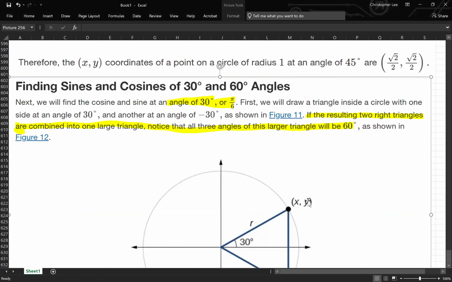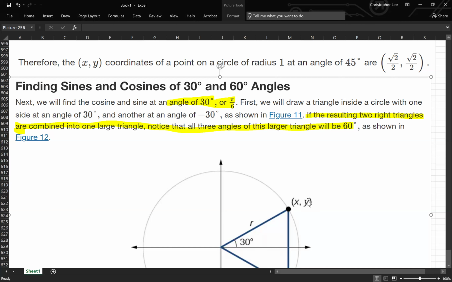So, finding sine and cosine of 30-degree and 60-degree angles. Next, we will find the cosine and sine of an angle of 30 degrees, or pi over 6. First, we will draw a triangle inside a circle with one side of the angle at an angle of 30 degrees, and another at an angle of negative 30 degrees, as shown in the figure.